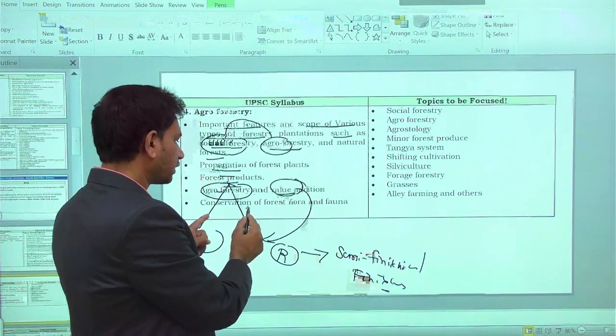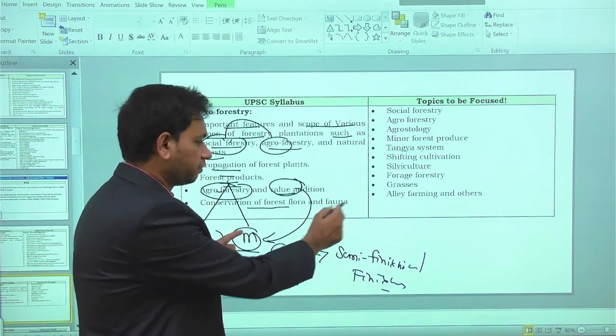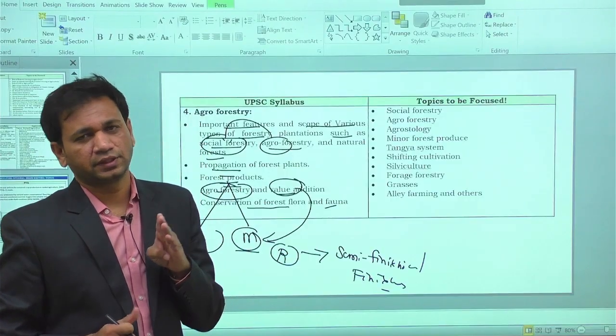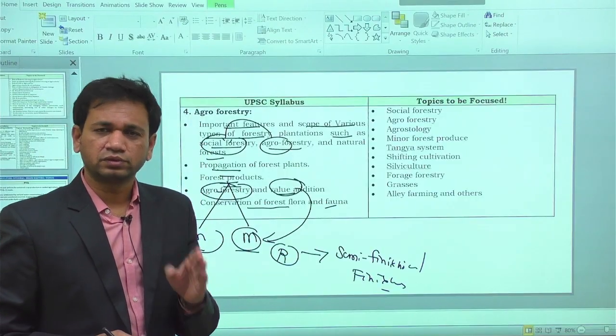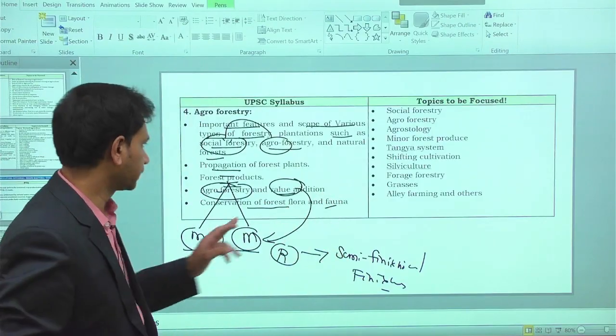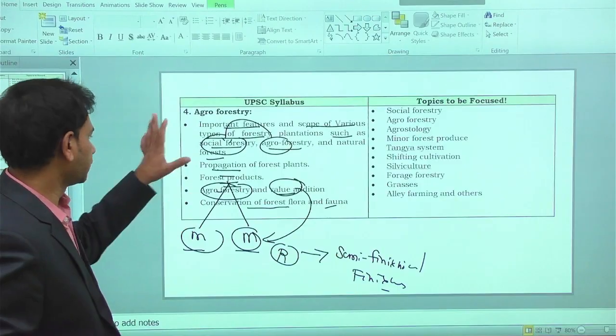Another is the conservation of forest flora and fauna, right. Conservation means we have the in situ method and the ex situ method. With the help of both techniques, conservation of plant and animal species is possible. Okay, this is the basic syllabus we have in agroforestry.